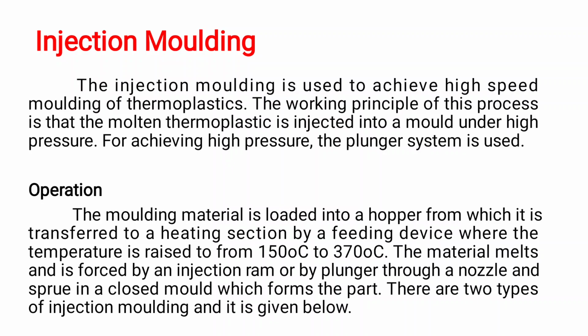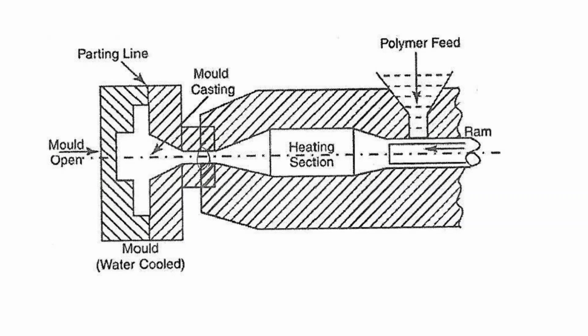and the sphere is cooled in the closed mold which forms the part. There are two types of injection molding, given below. One is the plunger type injection molding and the next one is the screw type injection molding. This is shown in the plunger type injection molding.